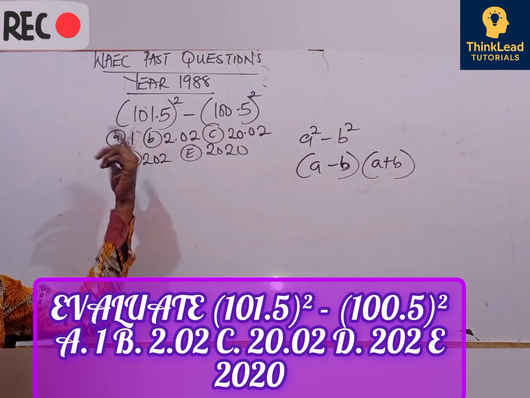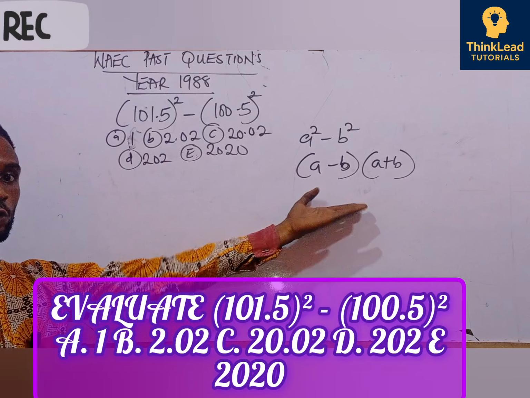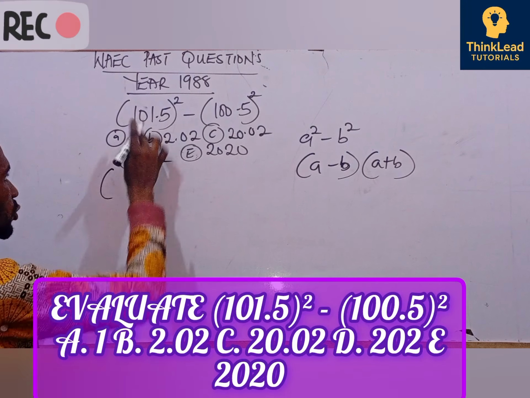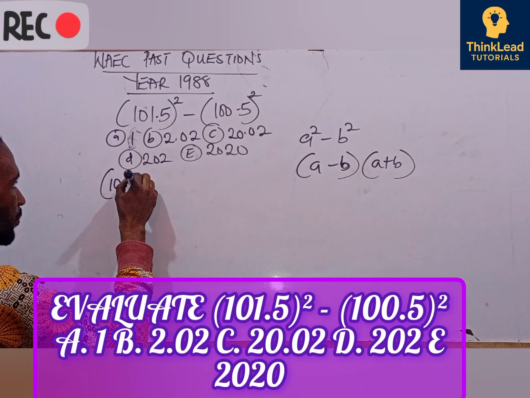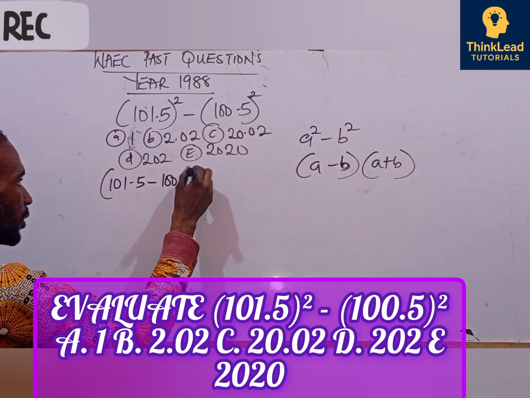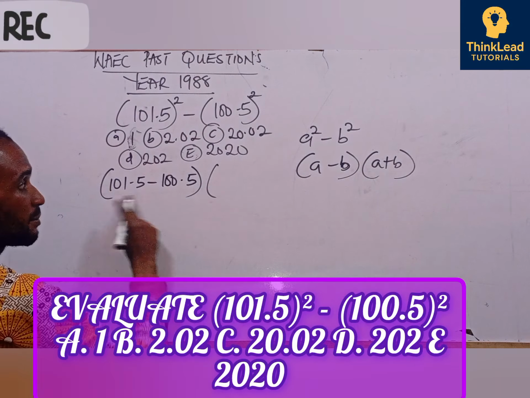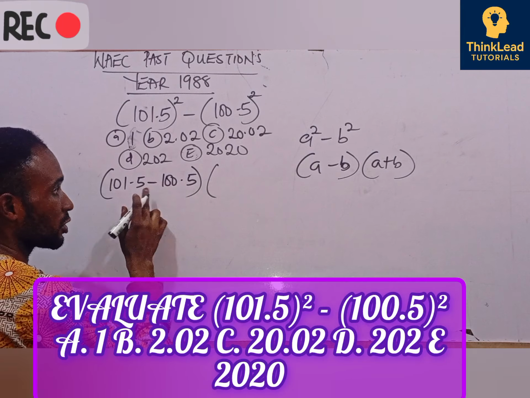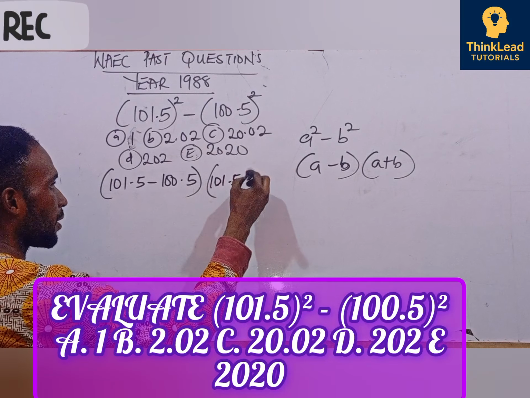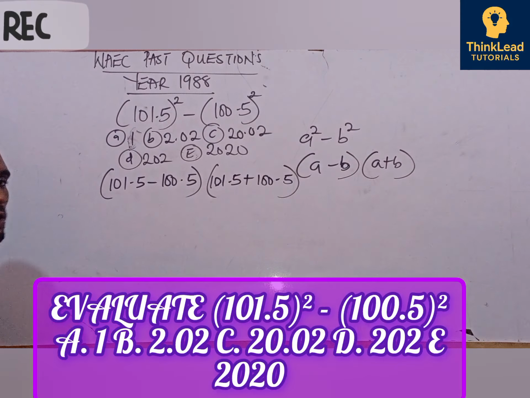Of course, this is a and this is b. So let's input all what we have here into this as we solve. I'm going to be having in brackets the first one, which will come down: 101.5 minus 100.5. Close the bracket. Open another bracket. We have the same thing here, but just that the sign will change. So we have 101.5 plus 100.5. So let's do the working.